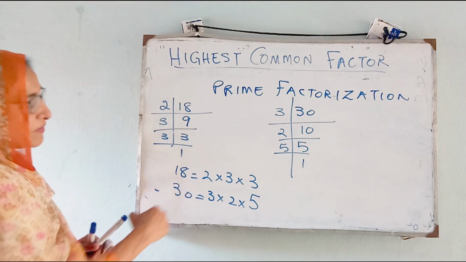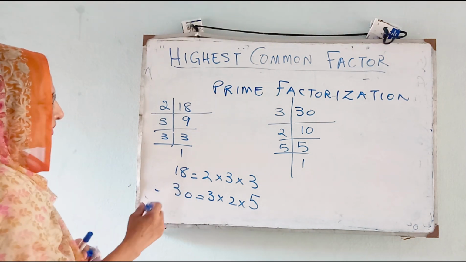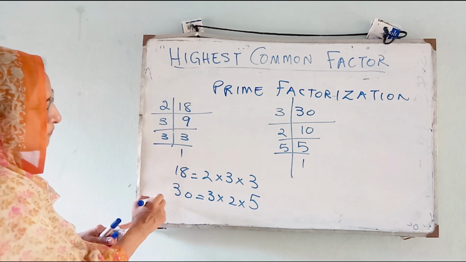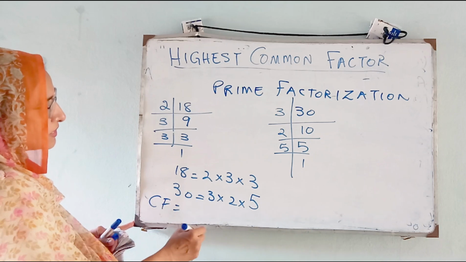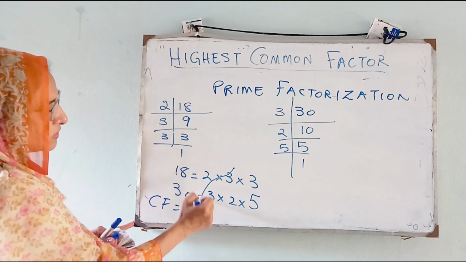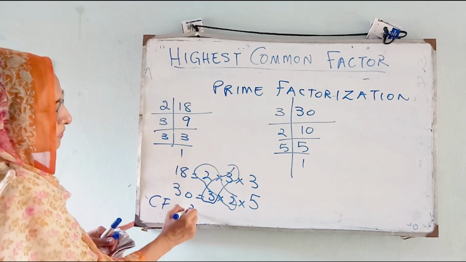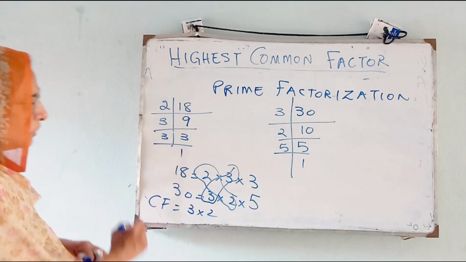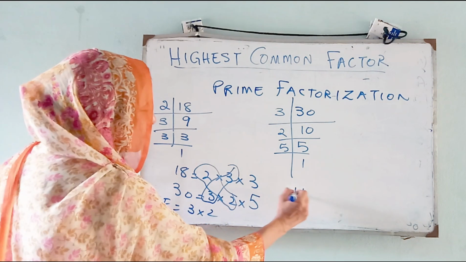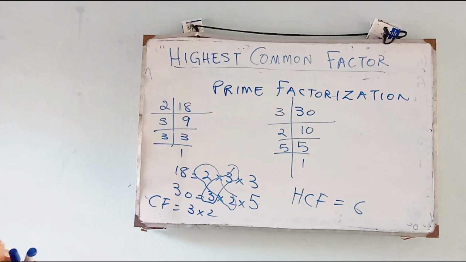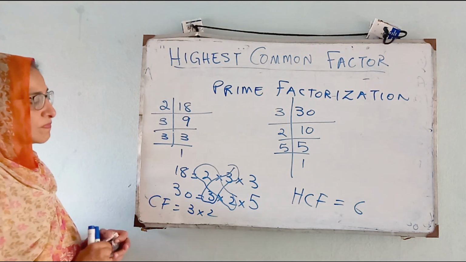Now after we have done the prime factorization, what we are going to do is find out the common factors. The common factors will be this 3 and this 2. So common factors are 3 and 2, and therefore the HCF is once again equal to 3 2s are 6. This is the method used to find out the HCF using the prime factorization.